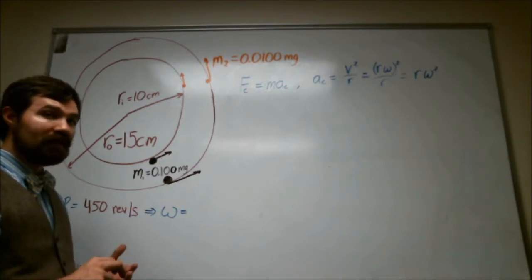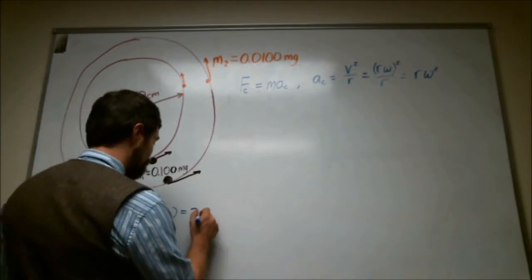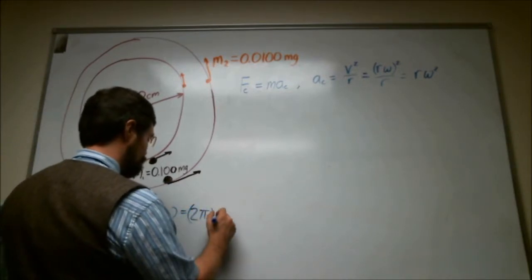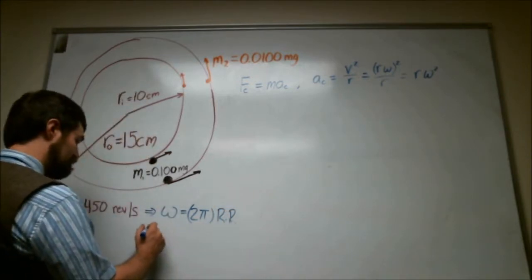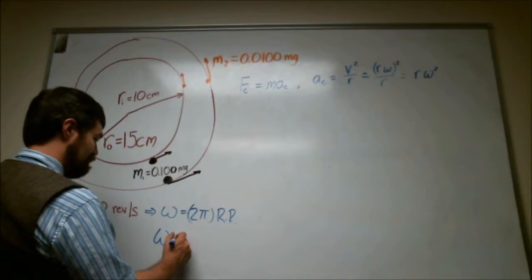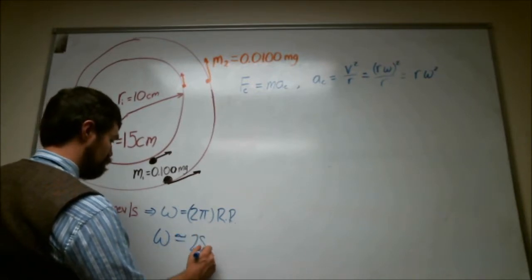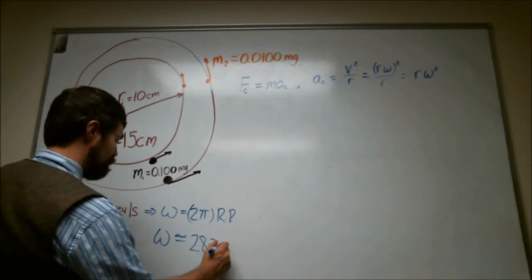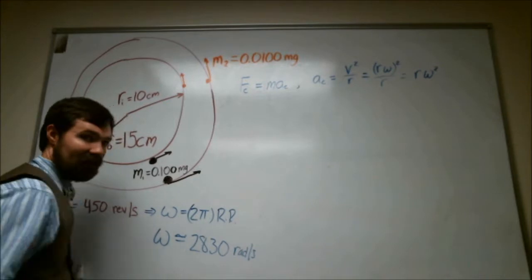So each revolution is 2 pi radians. So we need to have 2 pi times the revolution rate. And so that means that this angular speed is approximately 2,830 radians per second.